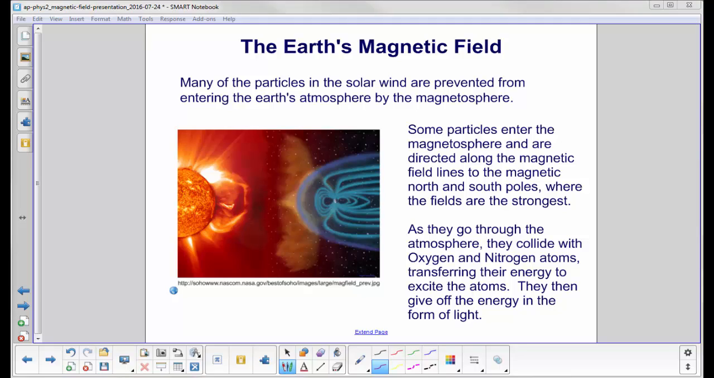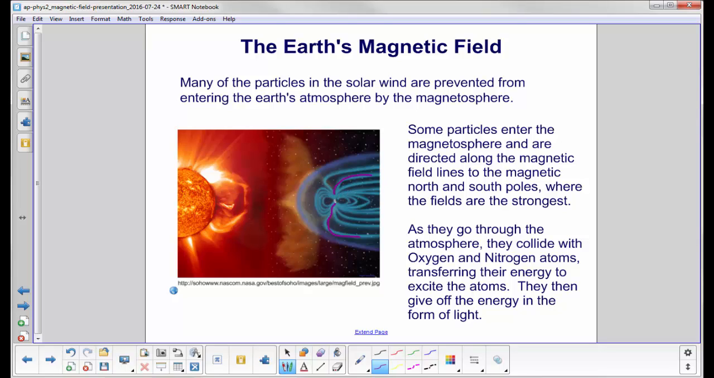Many of the particles in the solar wind are prevented from entering the Earth's atmosphere by the magnetosphere. And we'll talk later about how moving charges can have a force exerted on them by a magnetic field. That's coming up. So you can kind of see the shielding effect here. The solar wind's not getting through. However, some particles do get through, but what they will do is follow these magnetic field lines down to the, let's say, South Pole, the South Geographic Pole. This would go to the North Geographic Pole where Santa Claus is, because that's where the magnetic field is the strongest. That's where the lines are closer to each other, and it's a much stronger magnetic field.